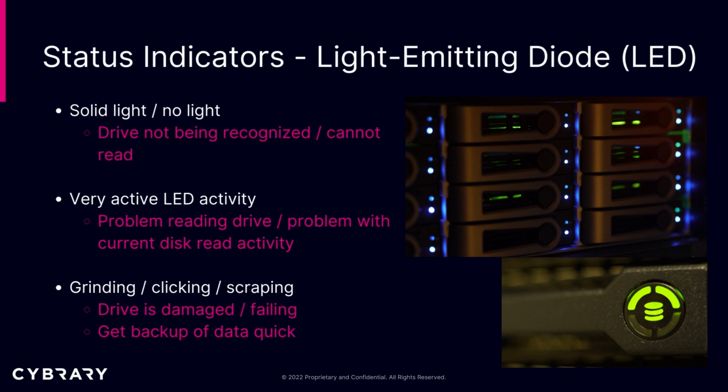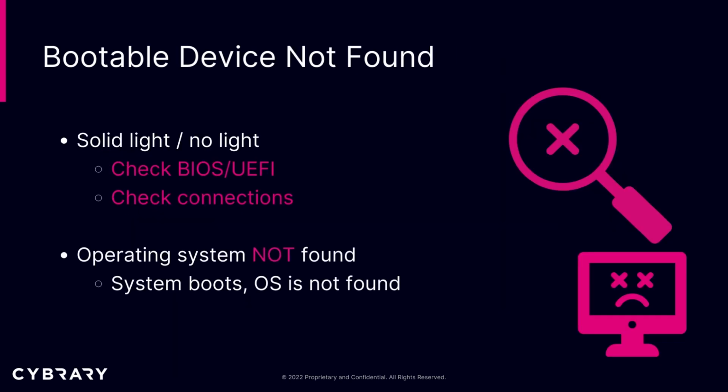Some systems have an indicator light in the event of a drive error or that it needs to be replaced. There may be a separate light that indicates drive failure or a problem with the drive. You'll need to look at the indicator lights and understand what they're trying to communicate. Now, some problems may be obvious, or you may hear rather, grinding, clicking, or scraping. The drive is damaged, it's failing. Get a backup of that data quick. But again, sometimes you'd have to use the indicator lights to indicate what the problem is and what's going on.